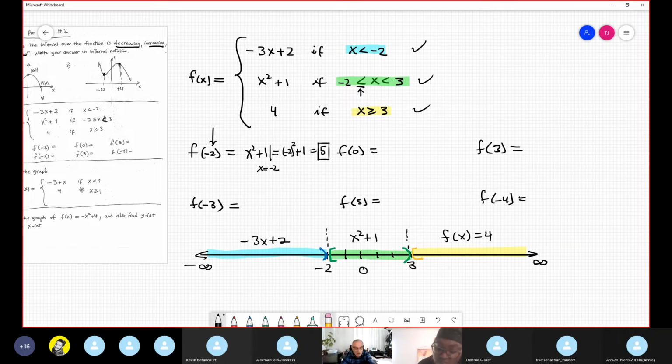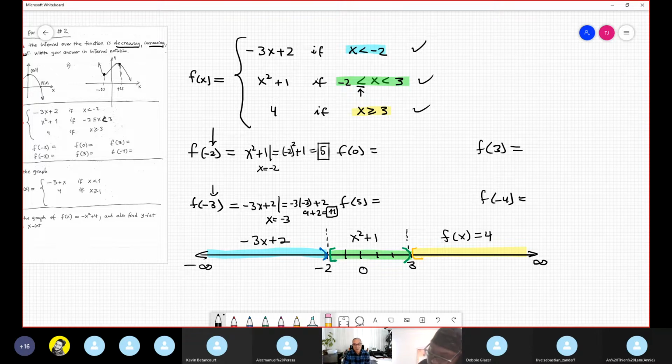Okay, let's do -3 now. Does -3 belong to the blue, the green, or the yellow? It belongs to blue. Blue, of course. Now, if it belongs to the blue, the selection is the expression -3x plus 2. I'm plugging in x equal -3. Be careful with the sign. -3 times -3 is negative times negative, positive 9, plus 2 is 11. Boom.